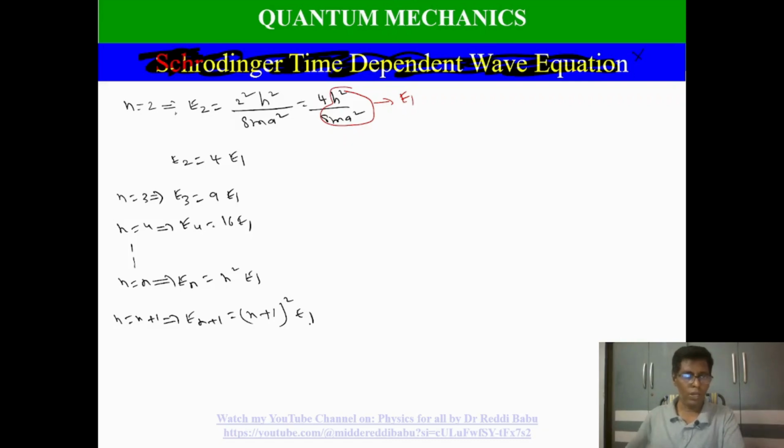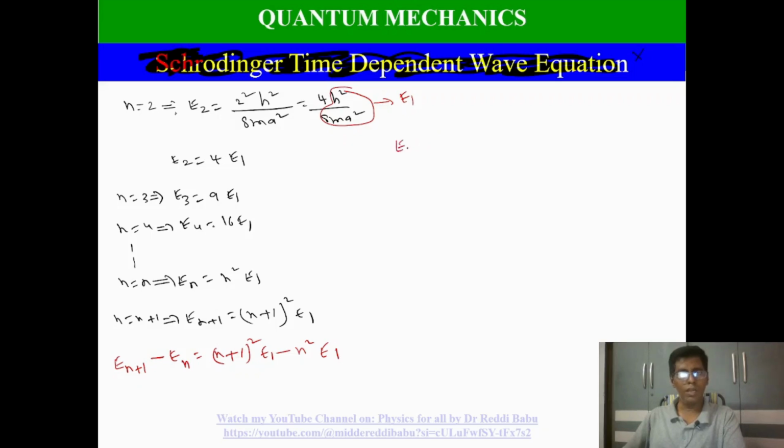Okay, now I need to find the difference between the n plus 1th energy and the nth energy. So what I am going to do, I need to subtract here E n plus 1 minus E n is equal to, I am rewriting here, n plus 1 whole square into E1 minus n square into E1. Now in this expression we can bring E1 as common.